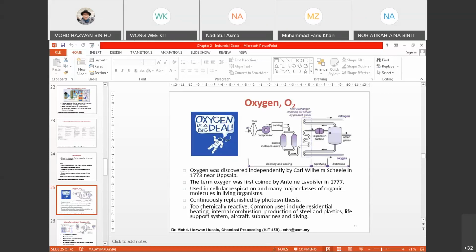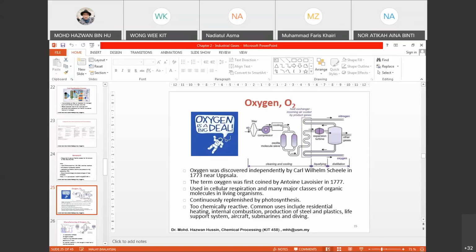Oxygen was discovered independently by Carl Wilhelm Scheele in 1773 near Uppsala. Okay, Uppsala. I hope anyone knows where Uppsala is. It's in a Scandinavian country. The term oxygen was first coined by Antoine Lavoisier in 1777.